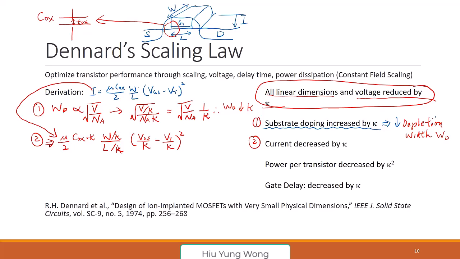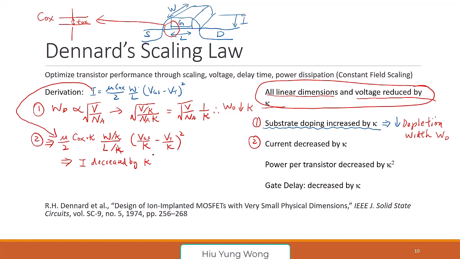So then it means the current is going, what happened to the current now? This got cancelled, this increased by kappa, but this decreased by kappa squared, right? So current decreases by kappa. Any questions on this?